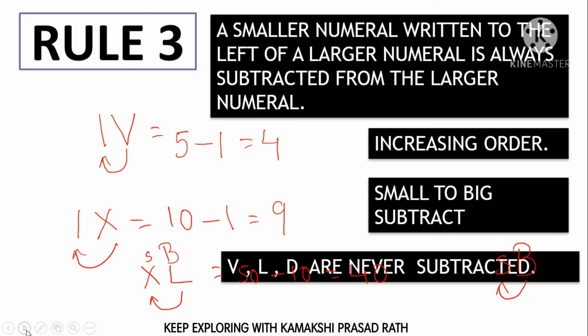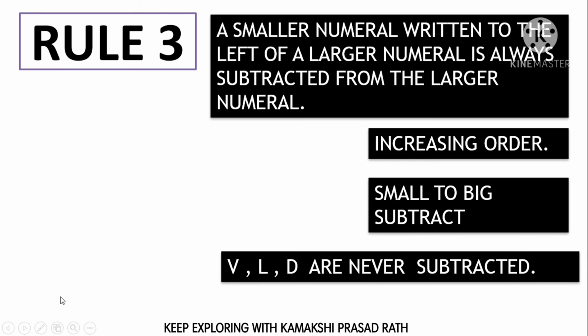Next, V, L and D are never subtracted. So this one you have to remember. The symbols V, L and D are never subtracted. So we cannot write something like VC or VD. So these are never written, or LC, LD. So we don't subtract them from any numeral. So V, L and D are never subtracted.